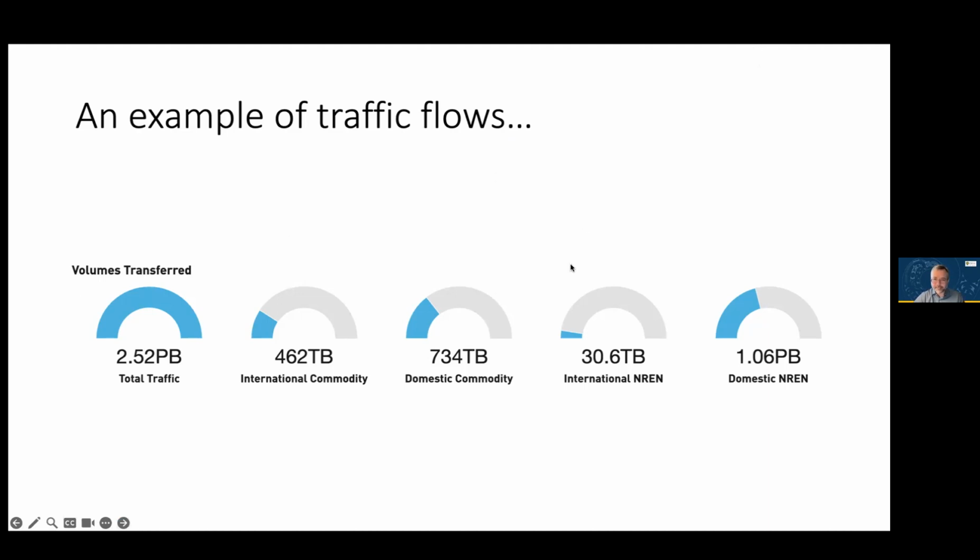CDNs. And then you've got international NREN. This is how much in that particular time period we went to another university or somebody on the research network, and the domestic NREN is basically between campuses or between areas there. So it's kind of interesting, that international and domestic commodity.